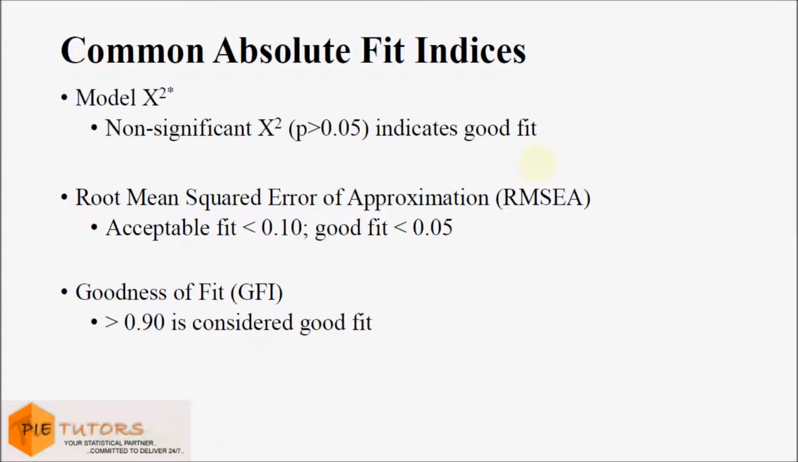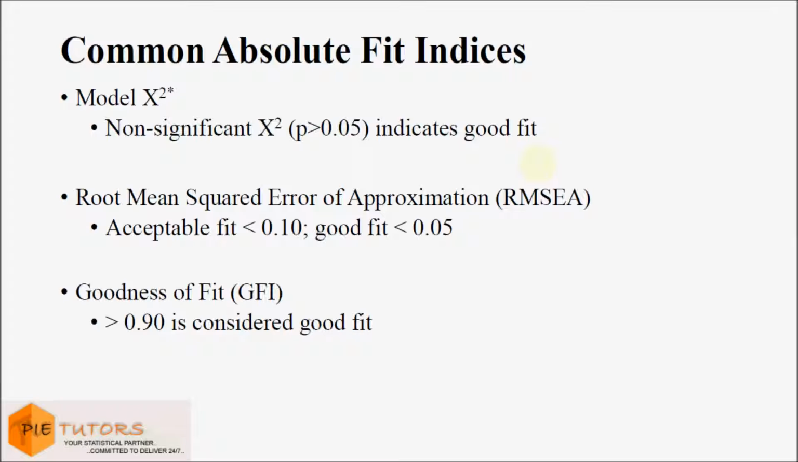The non-significant chi-square value indicates that there is very little difference between the observed and the implied covariance matrices. It is important to note that the chi-square value is sensitive to sample size. With large sample size, small differences between observed and implied covariance matrices become quite evident.